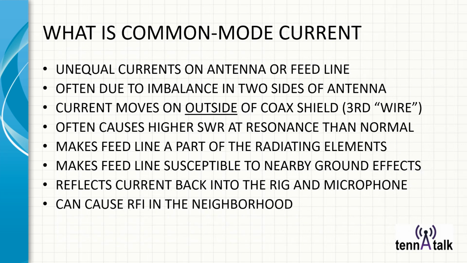So what is this common mode current anyway? It's unequal currents on an antenna or a feed line, often due to an imbalance in the two sides of an antenna. The current moves on the outside of the coax shield, creating a sort of a third wire. Often causes higher SWR at resonance than normal. Makes the feed line a part of the radiating elements, makes the feed line susceptible to nearby ground effects, reflects current back into the rig and the microphone, and that's what's called mic bite, and can cause RFI in the neighborhood.